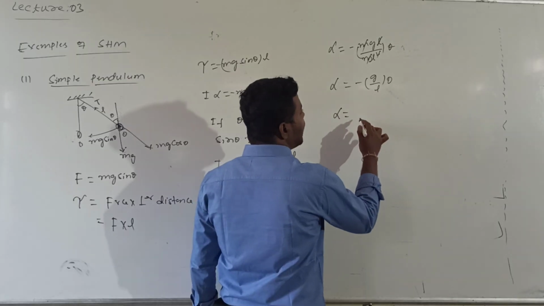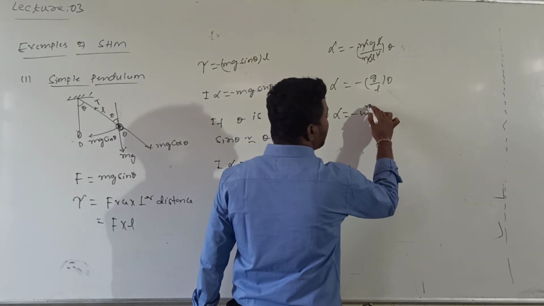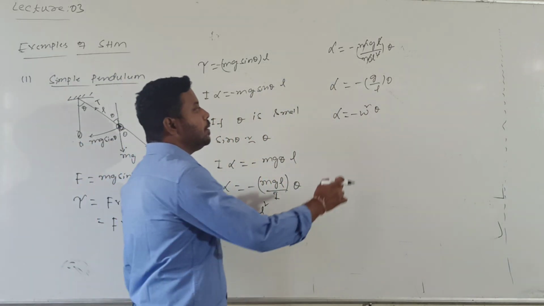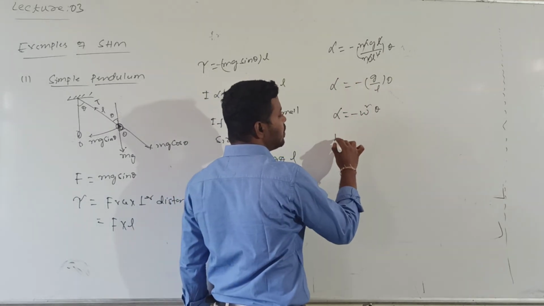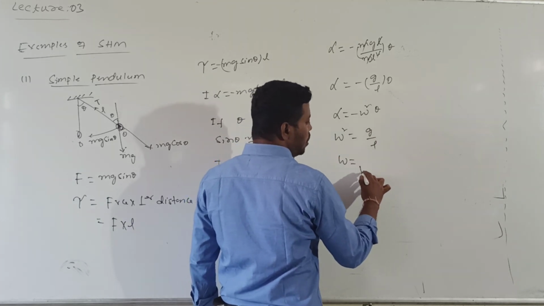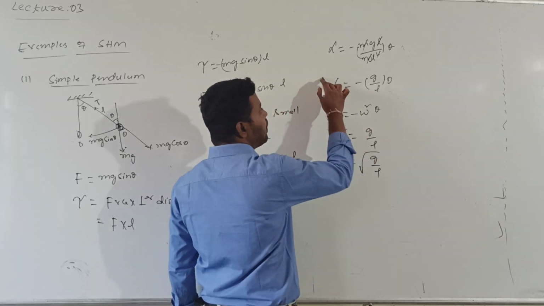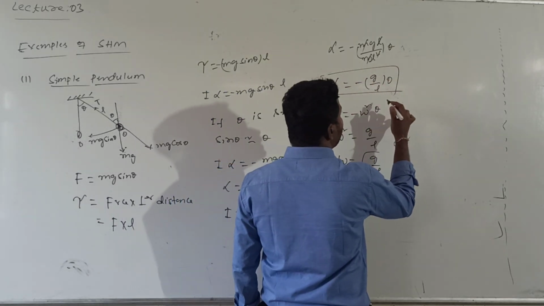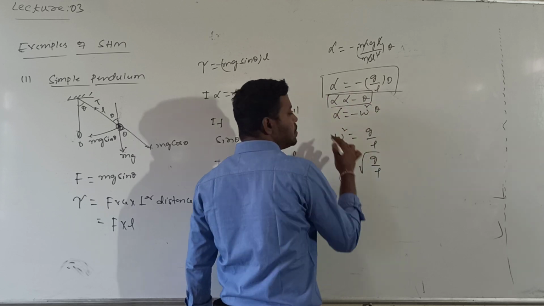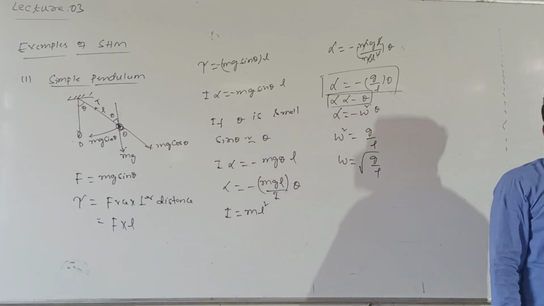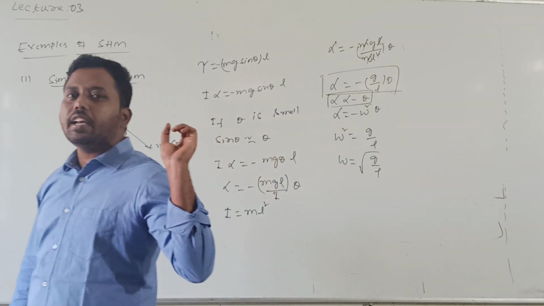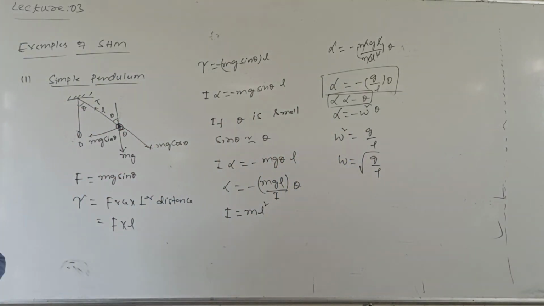So what can I write? g by L can also be written as omega square, so alpha is minus omega square into theta. G is constant, L is constant, replacing g by L with omega square. So what is omega square? G divided by L. What is omega? Root over g divided by L. Since g and L are constant, alpha is directly proportional to minus theta. Whenever angular acceleration is directly proportional to angular displacement, the motion is simple harmonic motion, angular SHM.